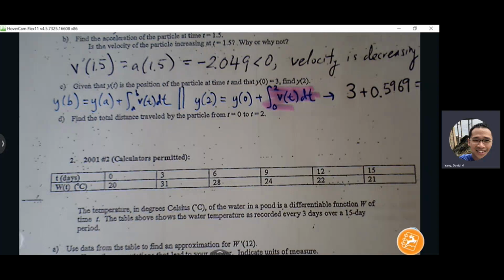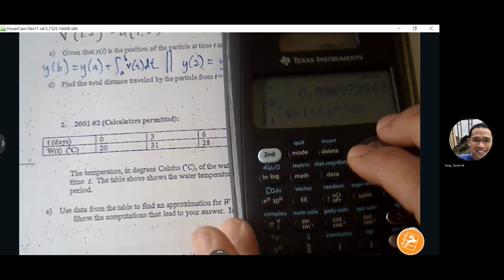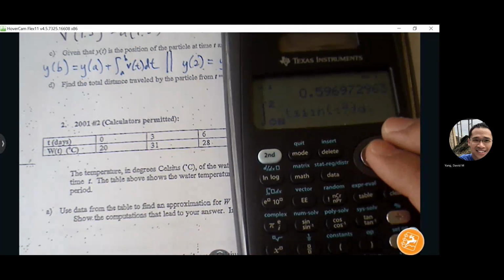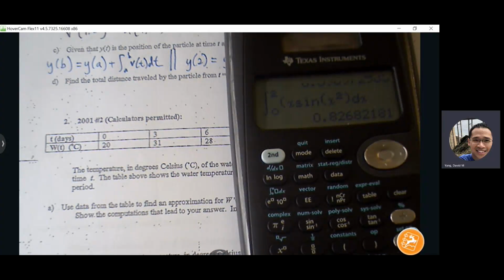Oh wait, whoops, sorry. You're right, my bad. I typed in from 1 to 2, but I should have done from 0 to 2. There we go, 0.826. My bad.